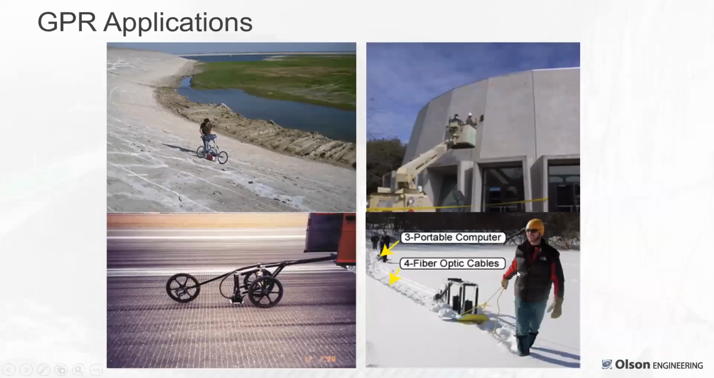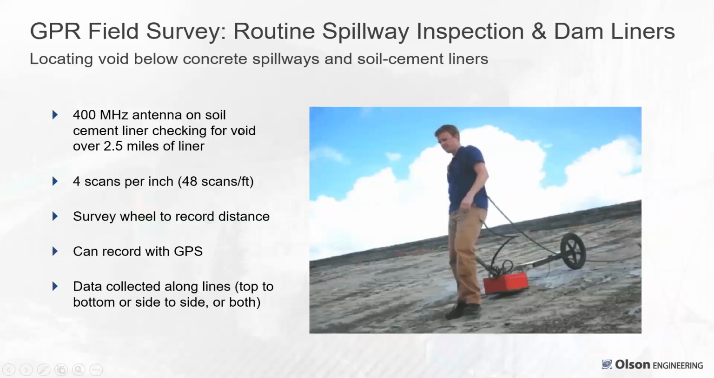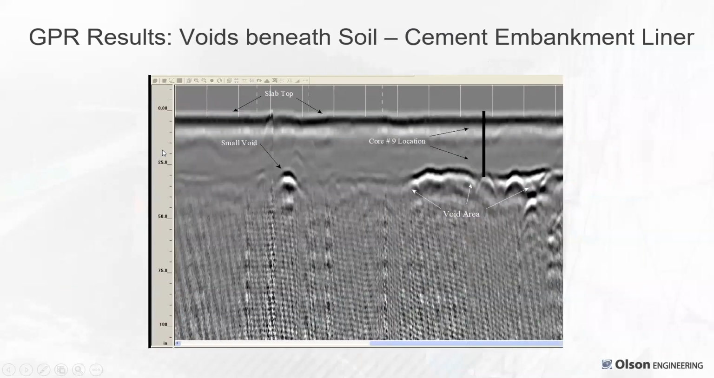So another example of GPR is just scanning. You can do structures with it, you can do pavements with it, you can even get ice thicknesses with it. Here we are scanning a soil cement liner of an embankment dam looking for voids below it. And this just shows pulling the same wheel along, 48 scans per foot. It could be done top to bottom or on a given horizontal line in a given elevation around the perimeter. We scanned quite a bit of it, 2.5 miles of liner was scanned.